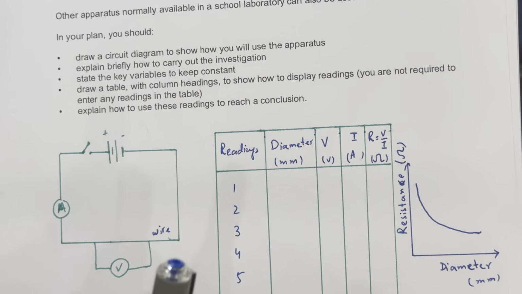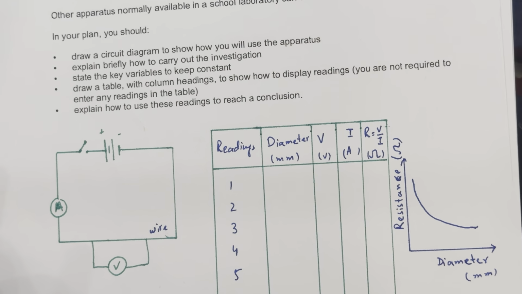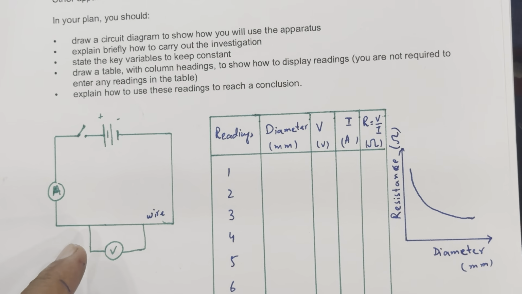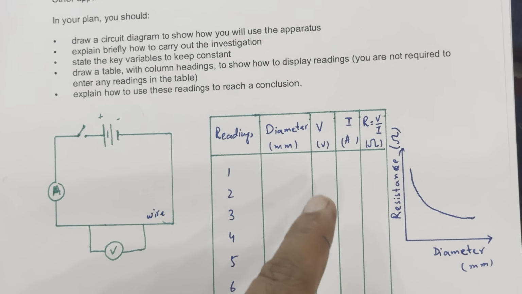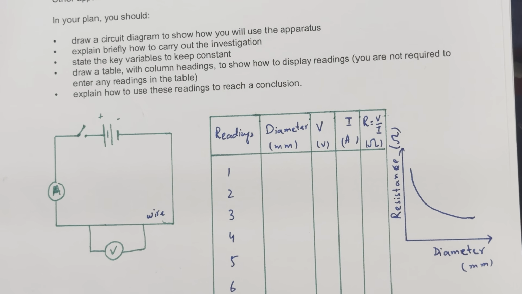Draw a table. The table is showing readings of wires 1 till 6, then the diameter of these 6 wires, which we will find with the help of a micrometer. Then we switch on for the first type of wire. Then we note down the voltage and current, then divide voltage by current, and we get the value of resistance. Enter any readings in the table? You are not required to. Okay, we have just drawn the columns showing all those necessary figures.